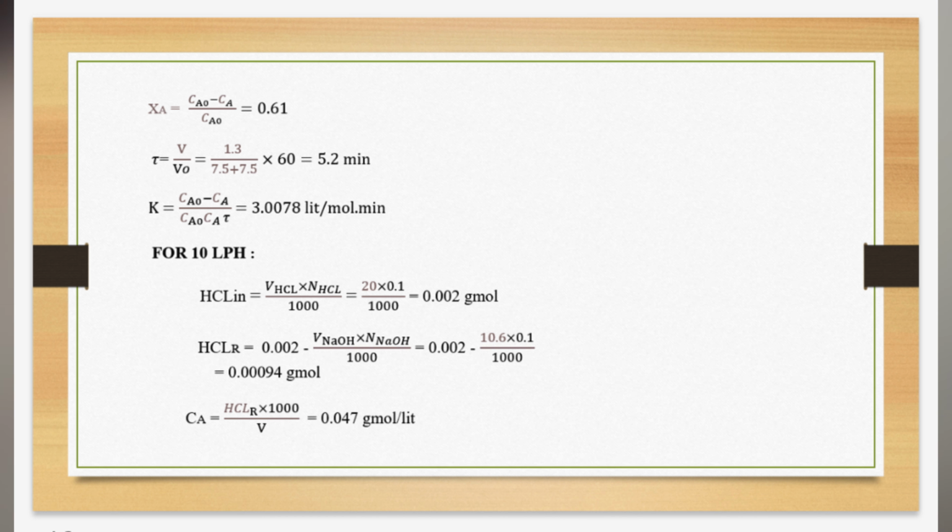In a similar way, for 10 lph, the initial moles of HCl, the moles of NaOH, and the value of HCl reacted is calculated, which comes out to be 9.4 into 10 to the power minus 4 gram mole. For this value of HCl reacted, the concentration of A is calculated, which is 0.047 gram mole per liter.